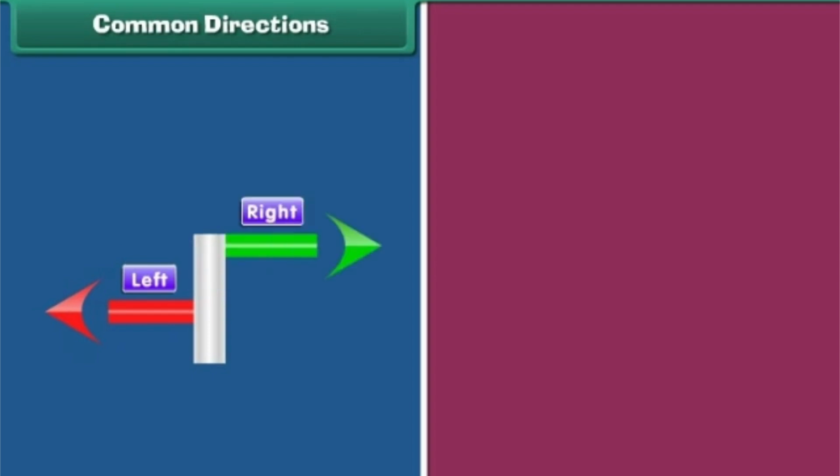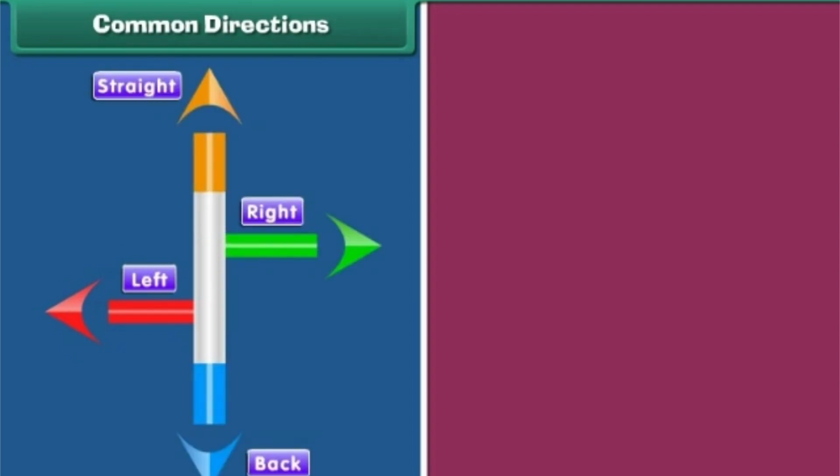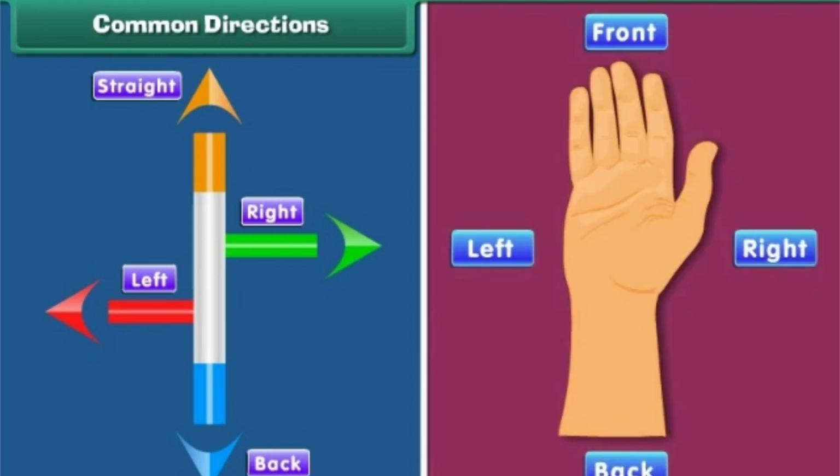Common directions. Turn left. Turn right. Go straight ahead. Go back. We use these words when people ask us directions. We can use our hands to indicate the common directions: left, right, front, and back.